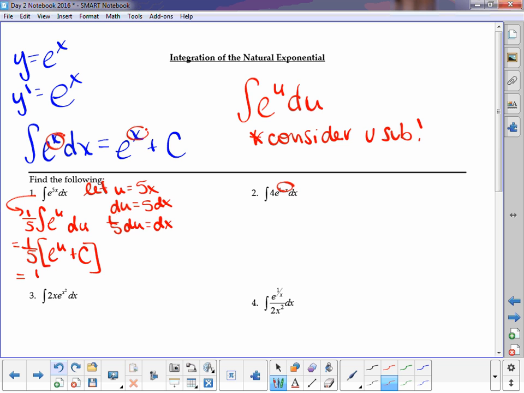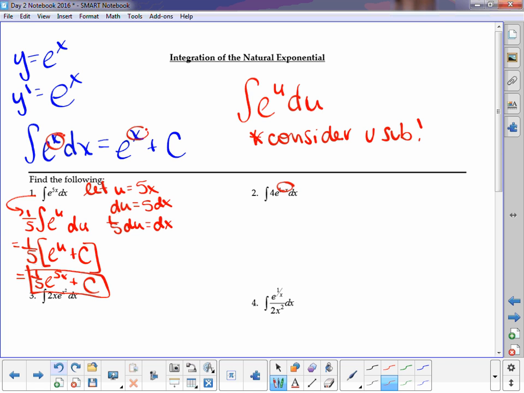So I have 1/5. I need to put my x back in, so e to the 5x. Now, really, it's 1/5 times c, but what's 1/5 times c? Yeah, just another constant, so you don't have to worry about that. If you wrote 1/5 c, that's perfectly fine, but it's not necessary to do that. So 1/5 e to the 5x.